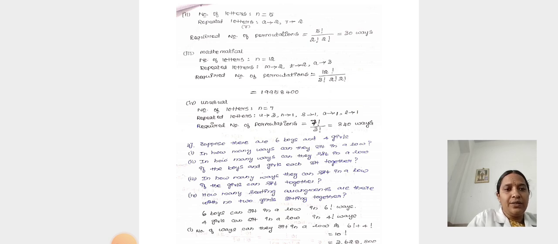Then the fourth case, unusual. The number of letters n is equal to 7. Repeated letters: u is 3 times, n is 1 time, s is 1 time, a is 1 time and similarly l is 1 time. Replacing in the permutation formula, we will get 840 ways.